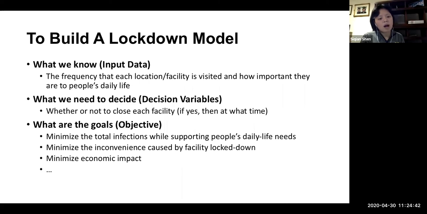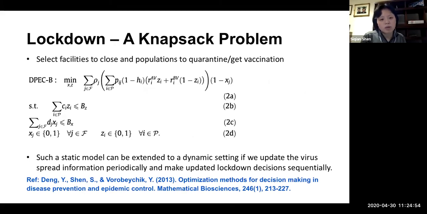And then what are the goals here is definitely minimizing the total infections and the inconvenience caused by lockdown, and also the economy impact. So very quickly, you can build some sort of what we call knapsack model. So the idea of a knapsack is you have a bag, and you have many items that you can select and put in the bag. Each item has their value, but at the same time, the bag has their own capacity. So how you can actually select a subset of items, in this case, a subset of lockdown facilities, such that within this capacity, you maximize the value of all the items you select.